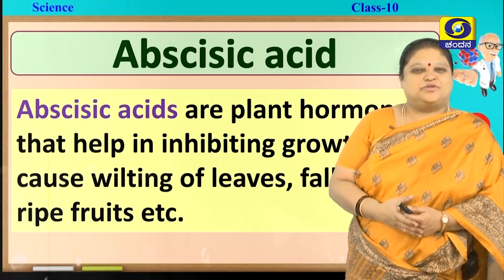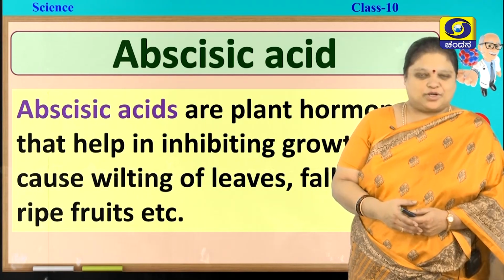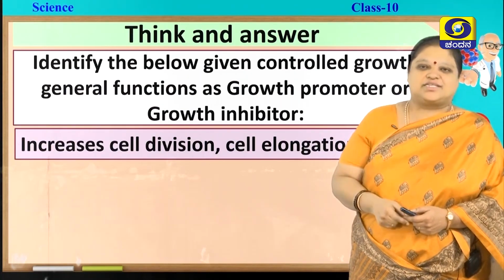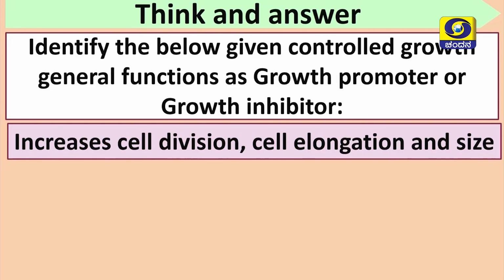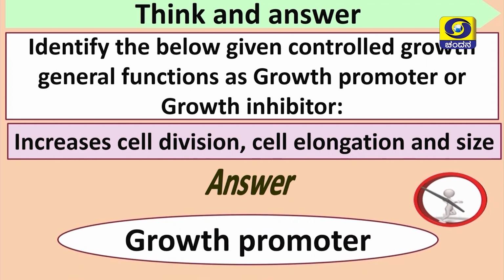So, children, till now you studied the different types of hormones. Now, I have some questions for you. I want you to think and answer them. Here I am giving you a few situations, some conditions. I want you to tell whether it is a growth promoter or a growth inhibitor. First, it increases cell division, cell elongation and size. Can you guess and tell me the answer? Whether it is a growth promoter or an inhibitor. Okay. The answer is, of course, a growth promoter.